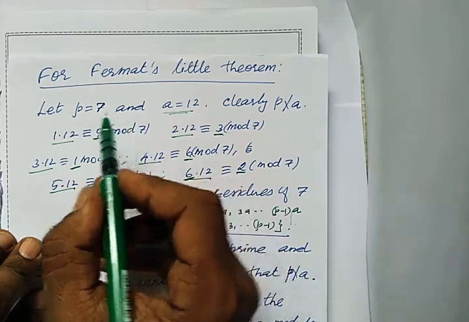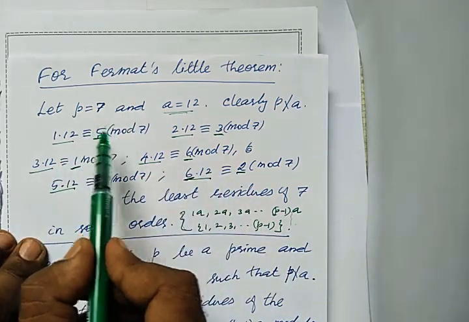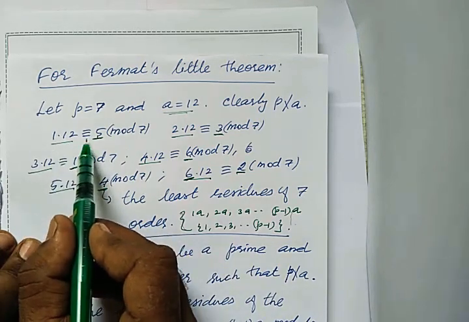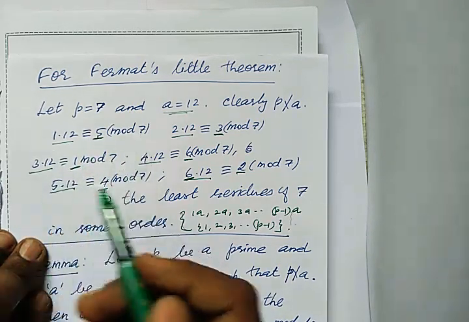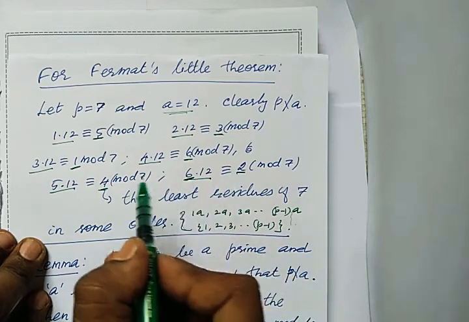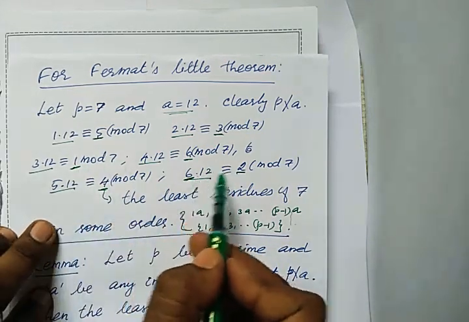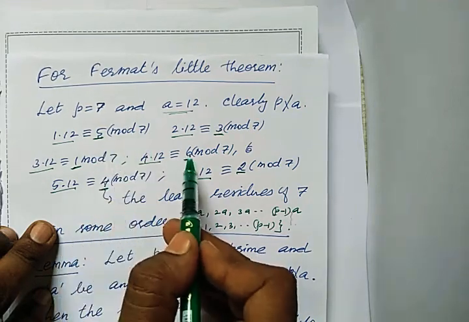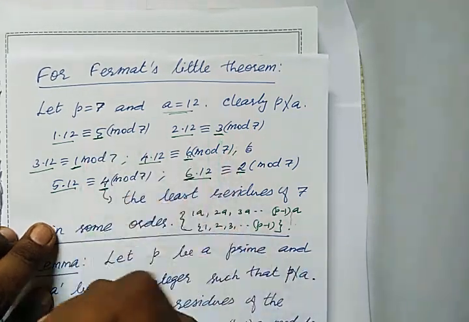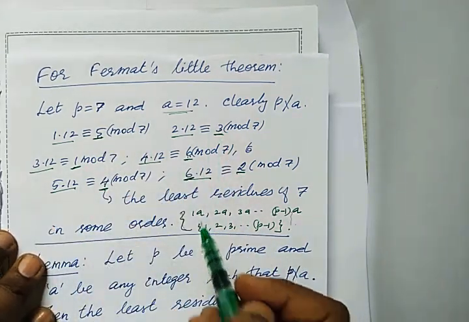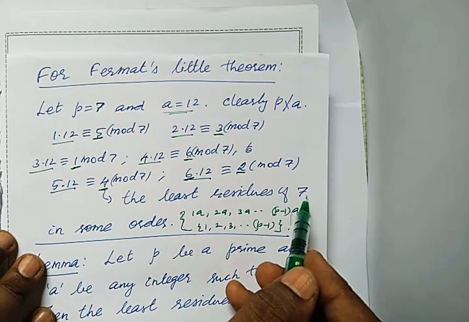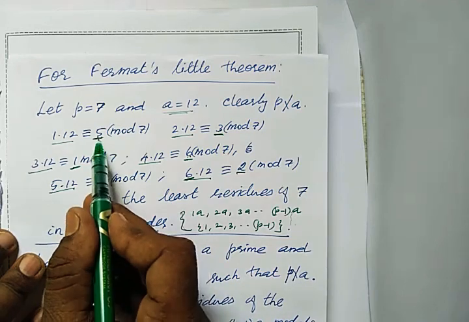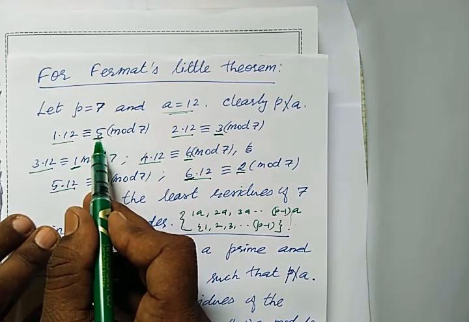when we divide modulo 7, and we find these numbers modulo 7, and we get the remainders 1, 2, 3, 4, 5 and 6. We get all the remainders. We get all the least residues of 7, but in some different order. Here we did not get 1. We have got 5 here.